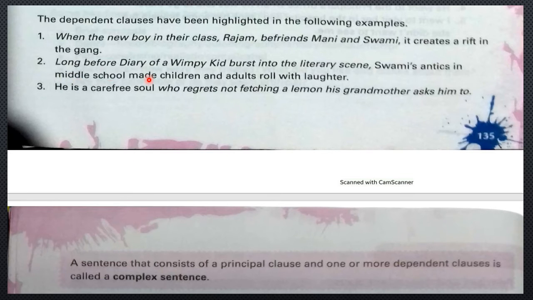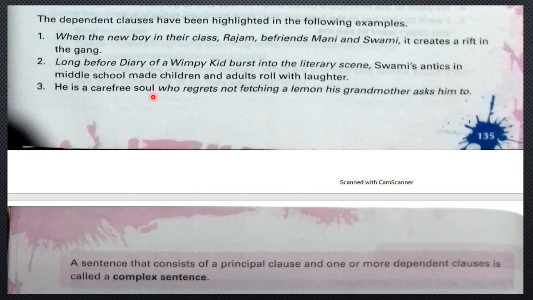So number 2, long before Diary of a Wimpy Kid burst into the literary scene, Swami's antics in middle school made children and adults roll with laughter. So here, long before Diary of a Wimpy Kid burst into the literary scene, up to here, this is the dependent clause, and the other is the principal clause. So the dependent clause, that means subordinate clause, and the principal clause give you a complex sentence.